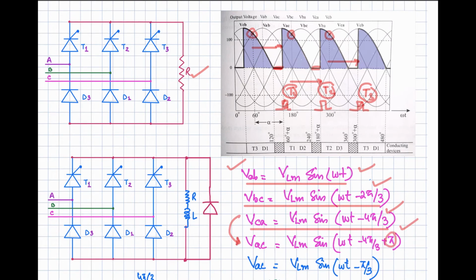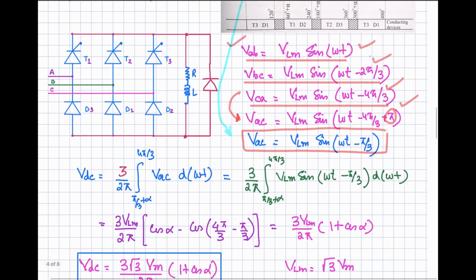So for that we are going to add pi. So that is this one, VAC. So you can integrate this VAC. You now have the expression for this one over certain limits, and you can find out the average DC voltage at the output by multiplying the area of this one by 3. So now let's calculate that one.